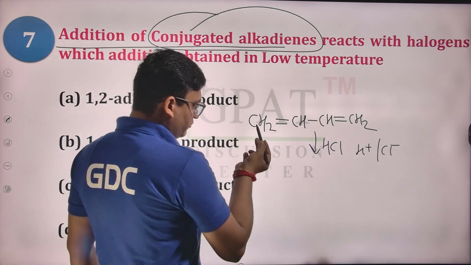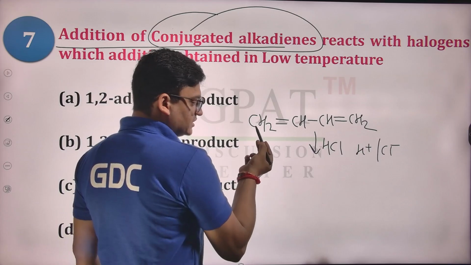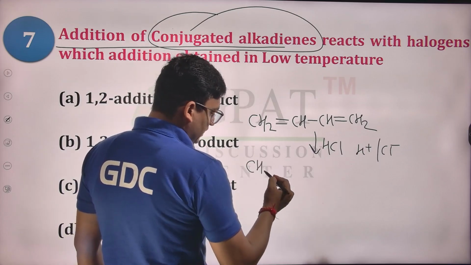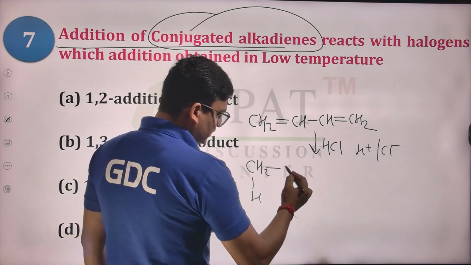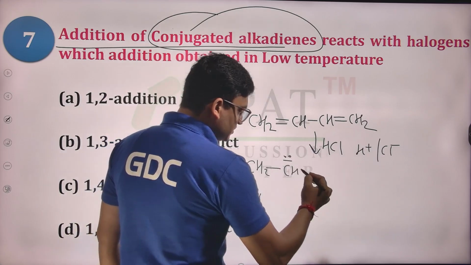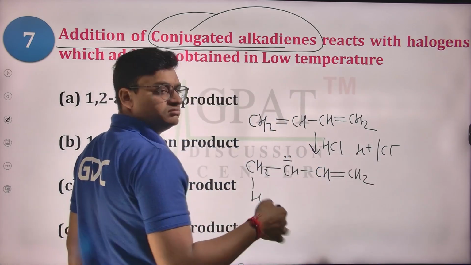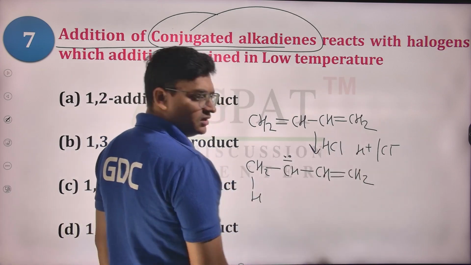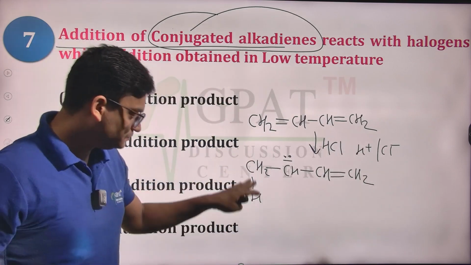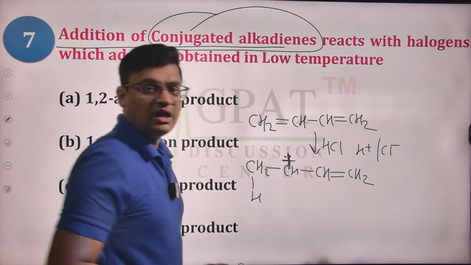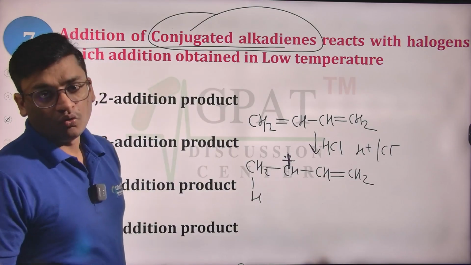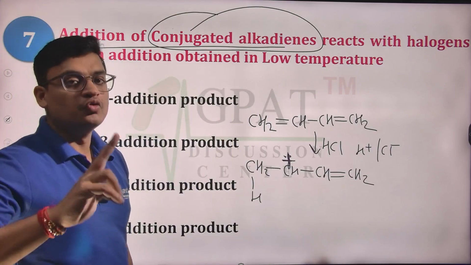So suppose we are attacking H here, on CH2 and one of the hydrogens, making this CH negatively charged, CH double bond CH2. You can apply the same concept to this CH2 as well. So this is your carbocation formation. And now there are two cases.